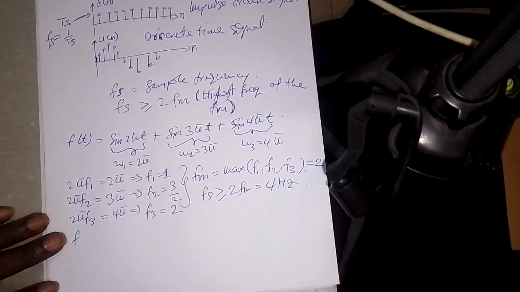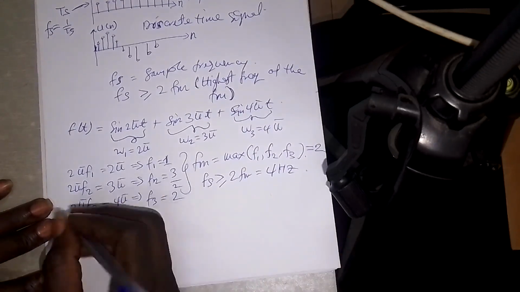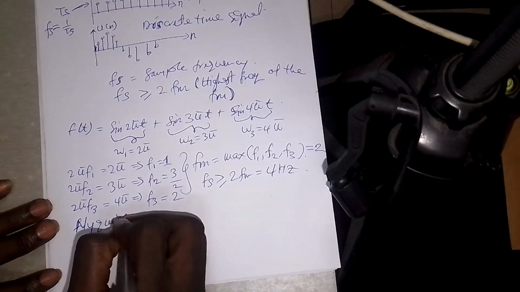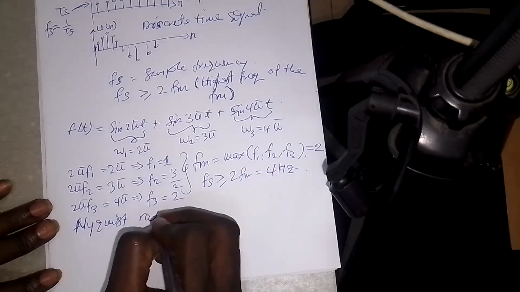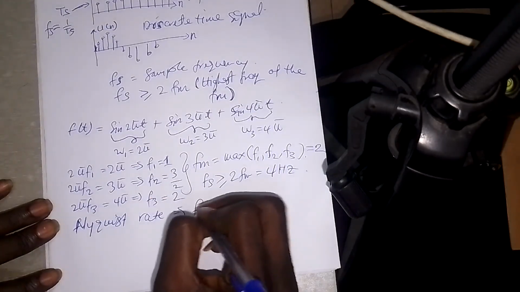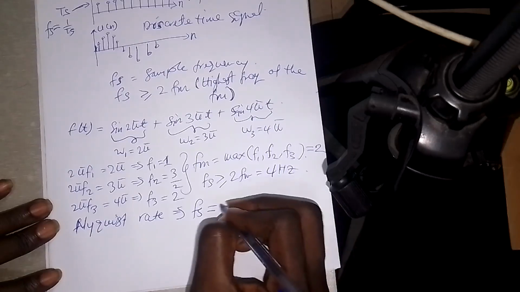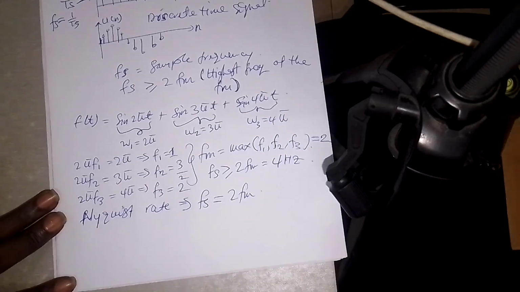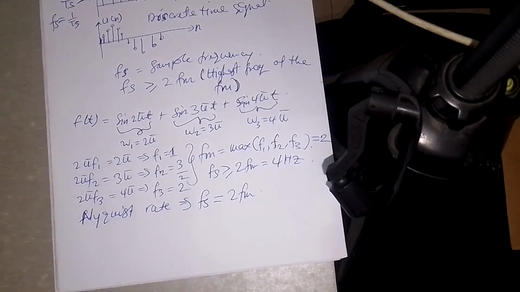Now we also have what is called the Nyquist rate. The Nyquist rate is given as Fs equals 2 Fm. The sampling frequency you take is very important because it determines whether or not you can reconstruct your signal.